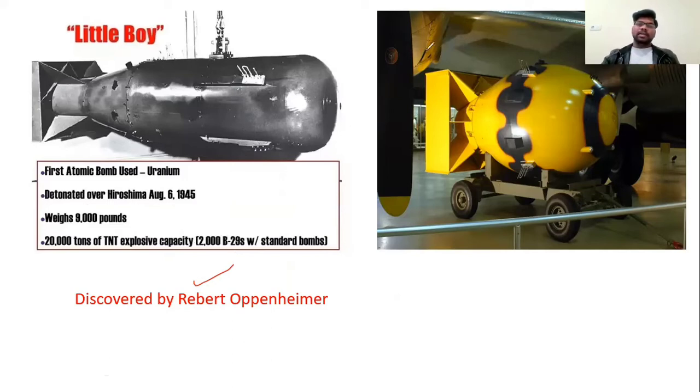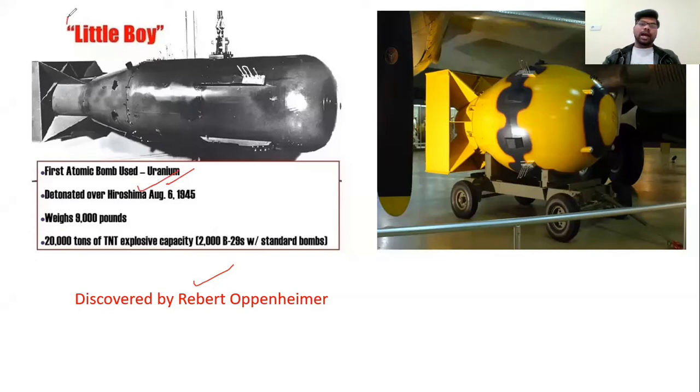Okay, and you will be surprised to know that the first atom bomb was dropped in Japan by the United States of America during the World War. Which World War? The Second World War, in the year 1945, I guess. The first atom bomb was dropped in Hiroshima on 6th August 1945.